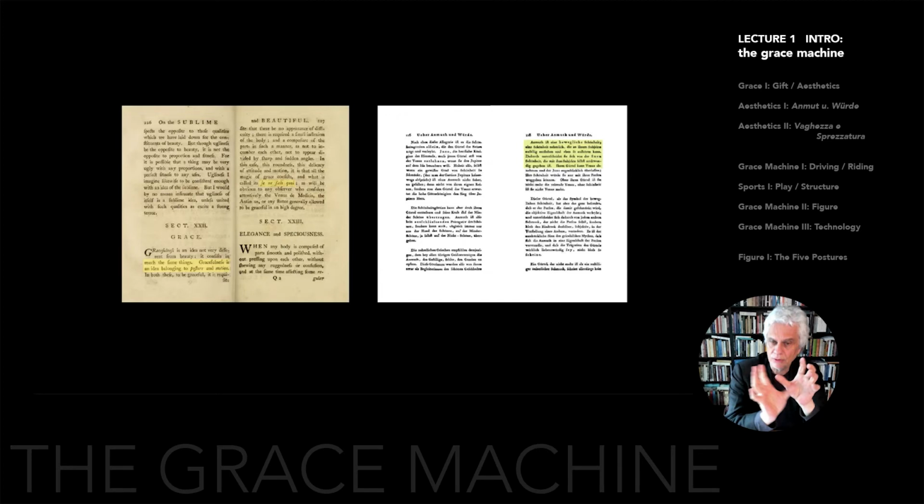And then we get to Schiller. I'm sorry, this is all in German, but the actors will be reading all this in translation in English.